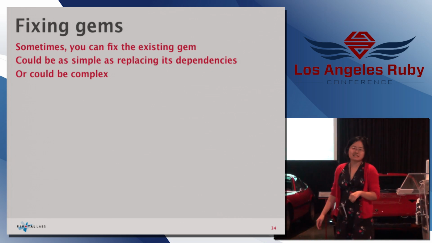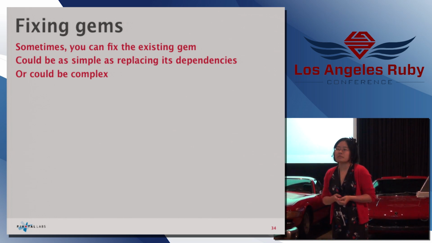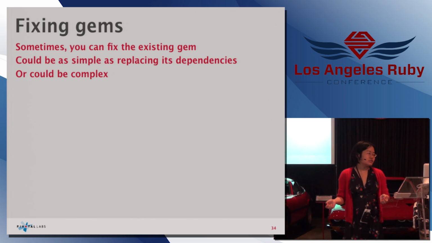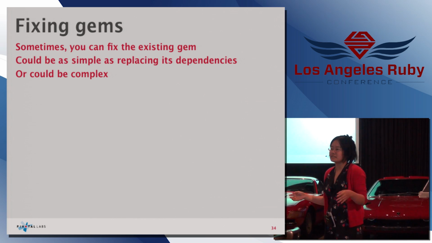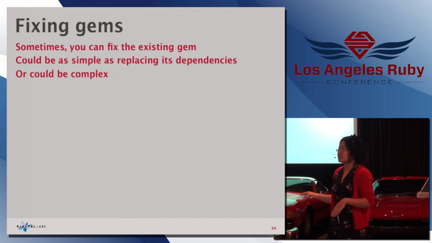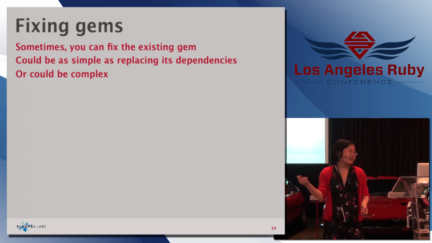Sometimes you can fix the existing gem. Some gems will claim that they're not JRuby compliant, but it could be as simple as changing out dependencies that they are using. For instance, a lot of gems say that their dependency is the canonical markdown processing gem, but there are really good alternatives to that. They're compatible with both JRuby and MRI. So it could be as simple as that.